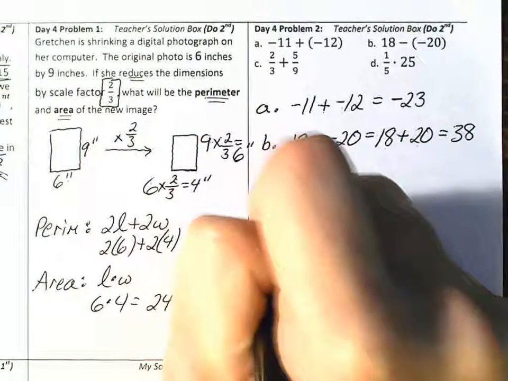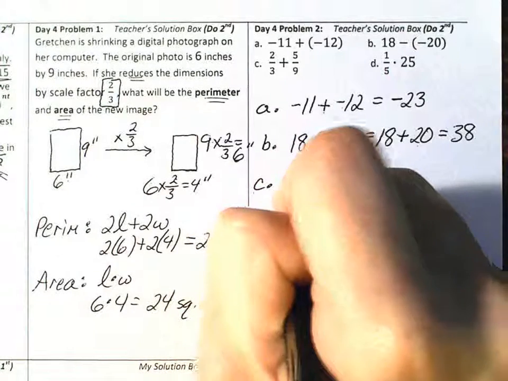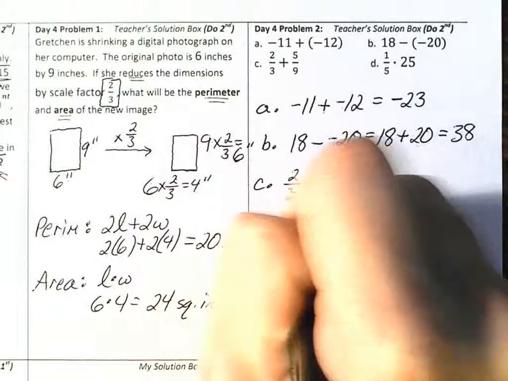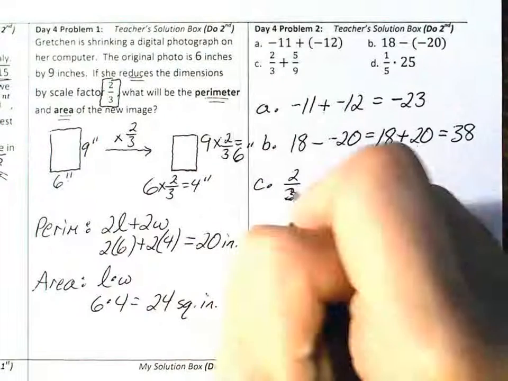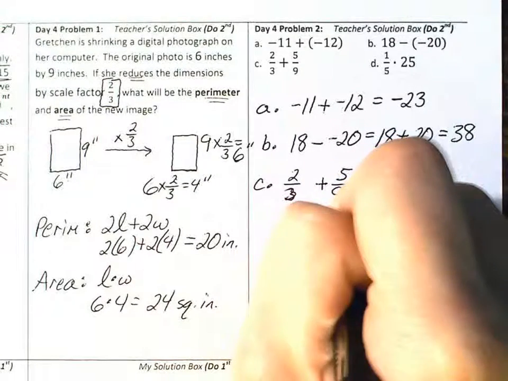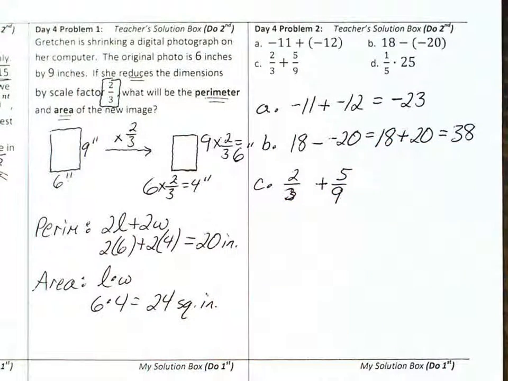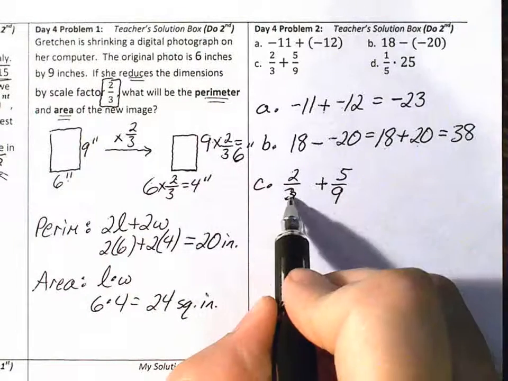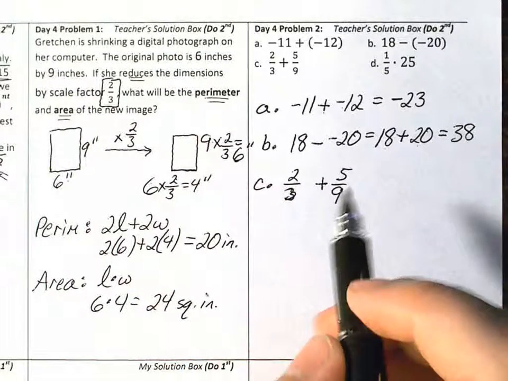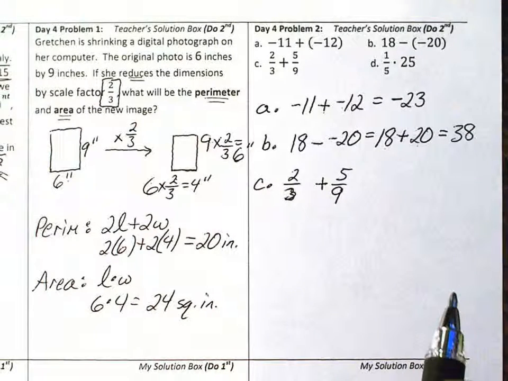Question C, 2/3 plus 5/9. So we want to add these fractions together. When you add fractions, you have to have the same denominator. So these don't have the same denominator. Let's convert until we have common denominators.